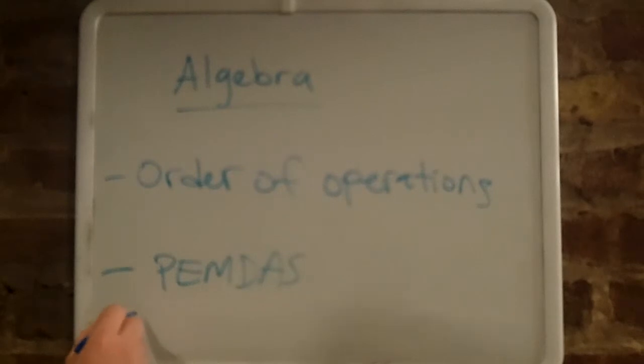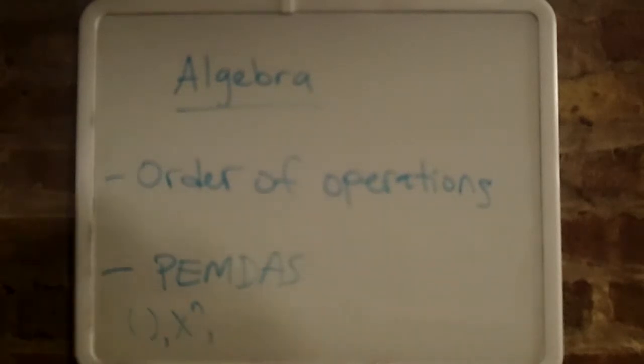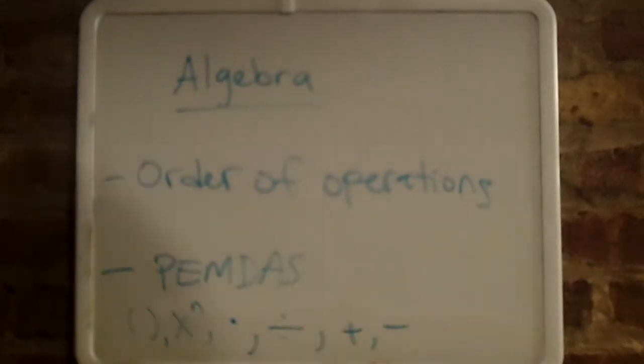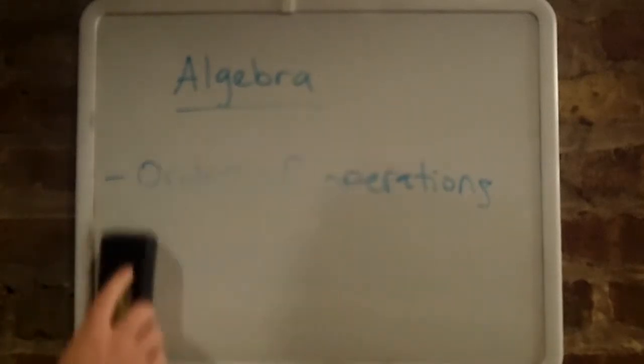So by symbols, I could do it like this. Parentheses, x power n. You have multiplication, division. Sometimes for multiplication we just use a dot up high, sort of like a high decimal point. Division we can use our division sign or a fraction bar, plus sign, and our minus sign. So let's go do a couple of examples to show how PEMDAS works.